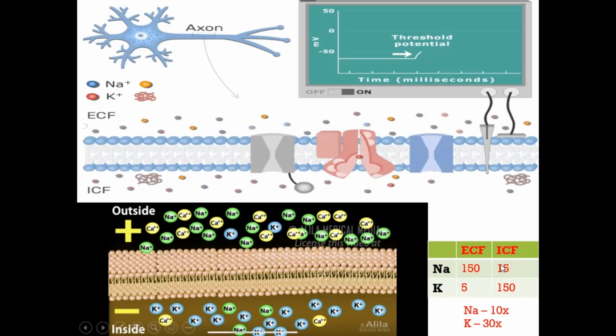Sodium concentration in extracellular is 150 milliequivalents per liter. Intracellular is 15, which is 10 times lesser. Extracellular is 10 times higher. But for potassium, intracellular is 150. Extracellular, which is in our plasma, is only 5, which is 30 times lower. The concentration gradient is 30 times for potassium compared to sodium, which is only 10 times different. Okay, so potassium is abundant in intracellular.